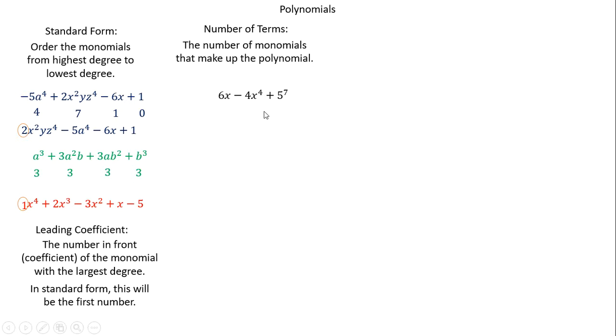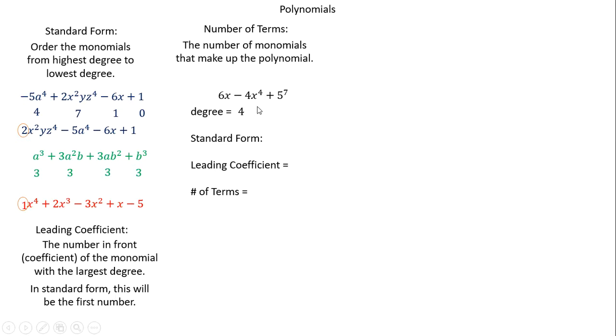How about this one right here? We have 6x minus 4x to the 4th plus 5 to the 7th. Let's figure out the degree, put it in standard form, find the leading coefficient, and figure out how many terms it has. So the degree, that's going to be the highest monomial degree. Well, let's see, 6x is 1, 4x to the 4th is 4, and 5 to the 7th is not 7. It's 0 because this doesn't have any variables. So the highest is 4.